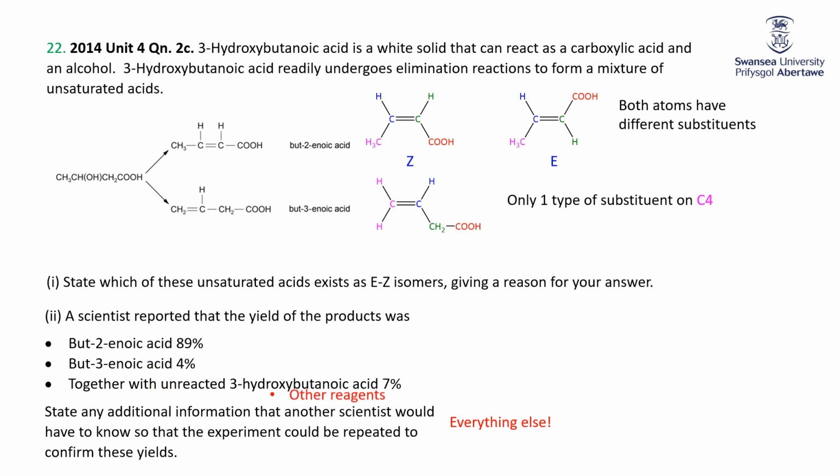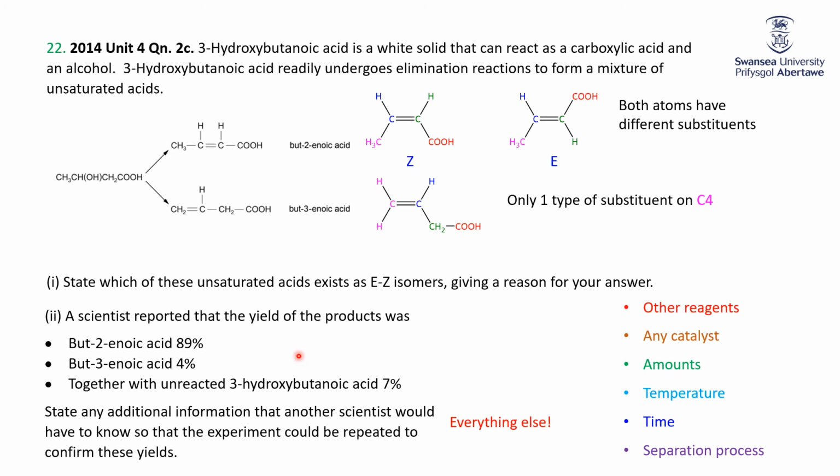So examples of things you might need to know: any other reagents you have to put in, any catalyst you need, amounts of the substances, what temperature you reacted at, how long you did the reaction for, and then how you separated out all those different products.